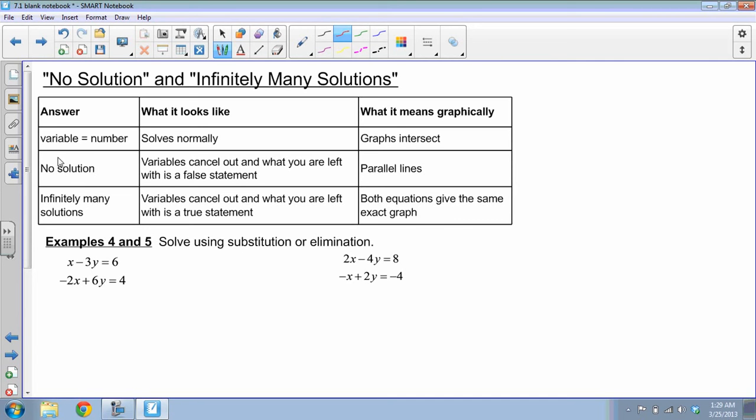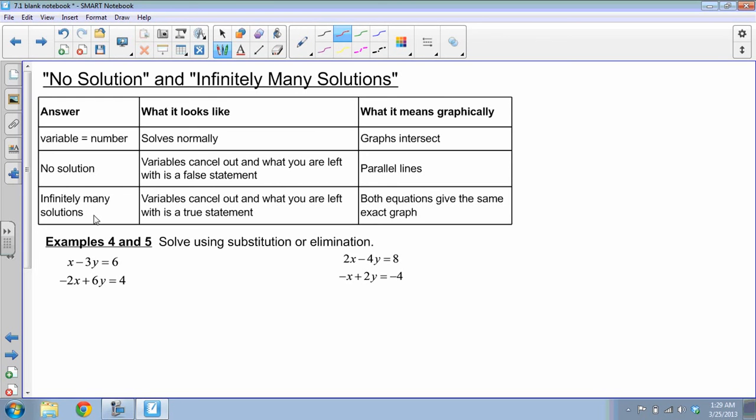There's two other cases. One case we would answer no solution. And what that looks like is that as you're working the problem, the variables cancel out, both of them. And what you're left with is something that's a false statement. And what that means graphically is that you've got two parallel lines. No solution means the lines don't intersect, which means they have to be parallel.